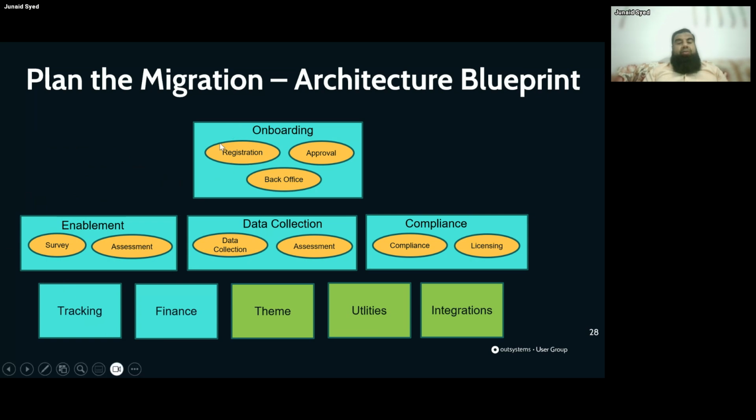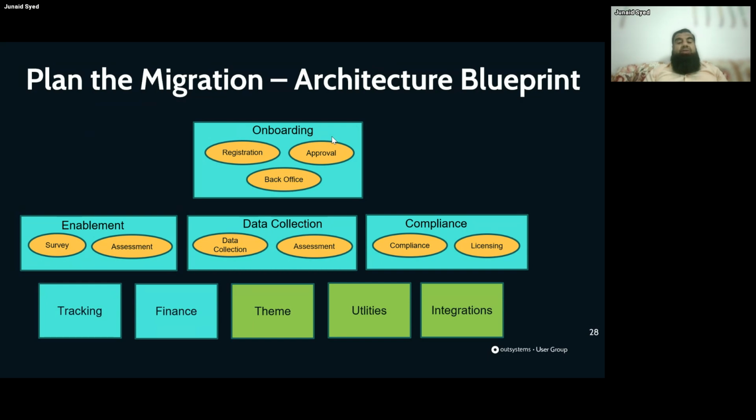onboarding. One of the applications is onboarding, and then there would be another application which would be enablement. There would be another as data collection, and then finally there would be compliance. Now, if you look at this snapshot, this is a bit different from how the applications were earlier. So under the compliance domain, I had everything, right? Data collection and assessment as well.